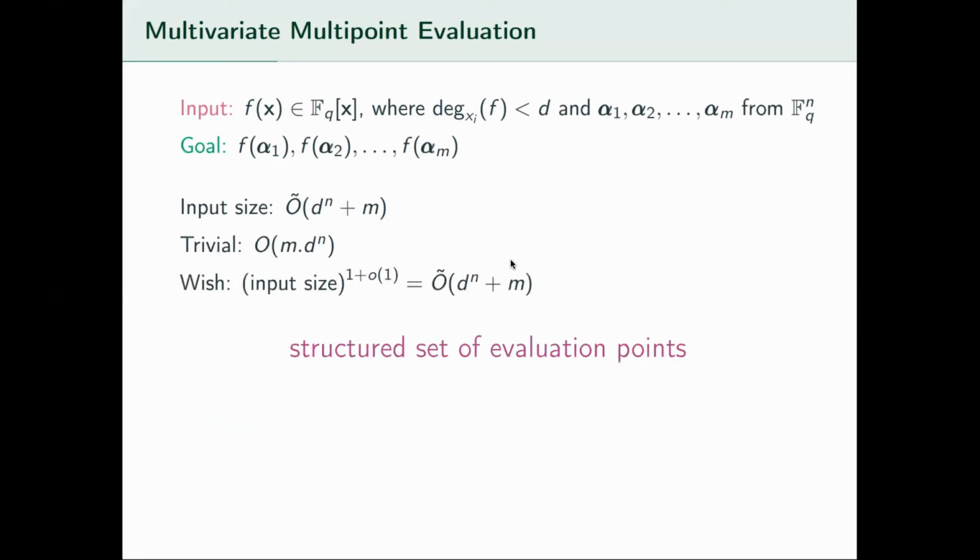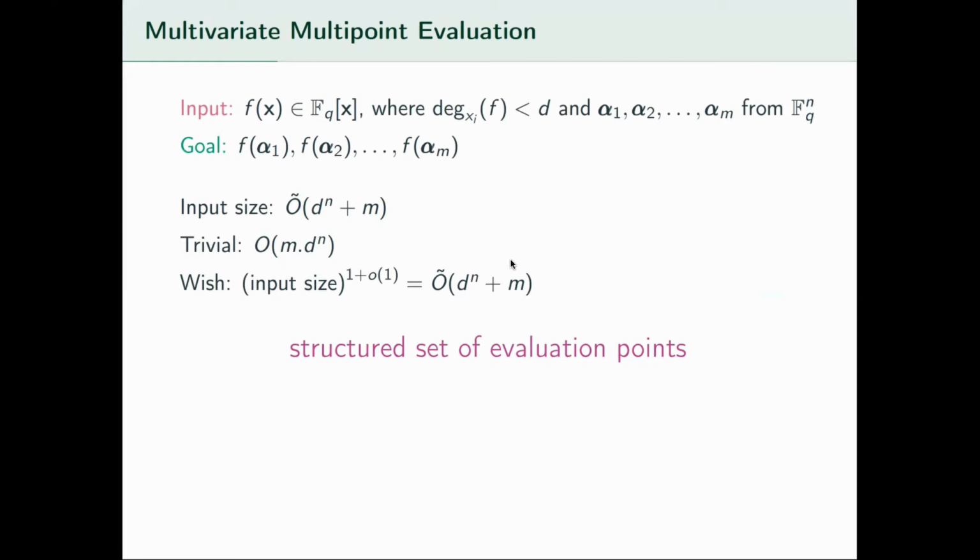So our wish is to compute this problem in nearly linear time in the input size, because we already know for the univariate case there does exist an algorithm, the Borodin and Moenck algorithm, that solves the problem in nearly linear time in the input size. So we also wish to achieve a similar complexity for the multivariate case. The input size to the power 1 plus little o of 1, that's O tilde of D to the power n plus m. So we want to evaluate in this much time.